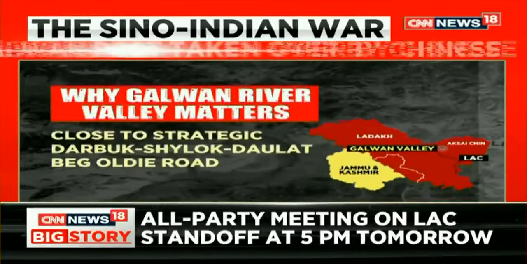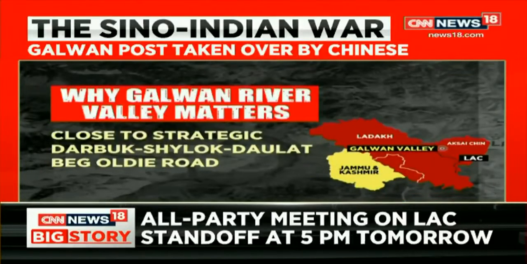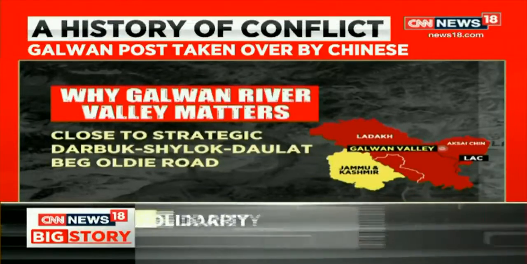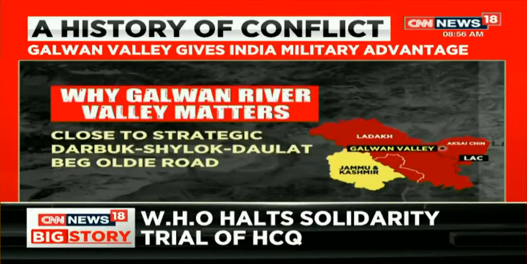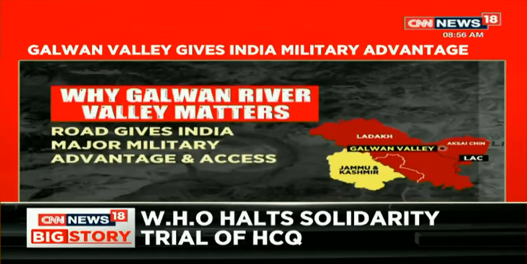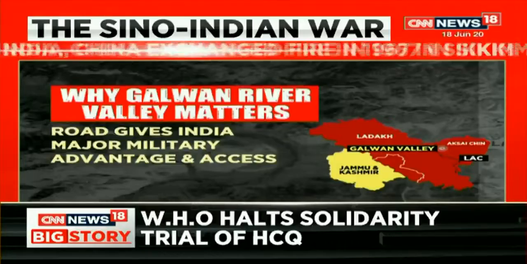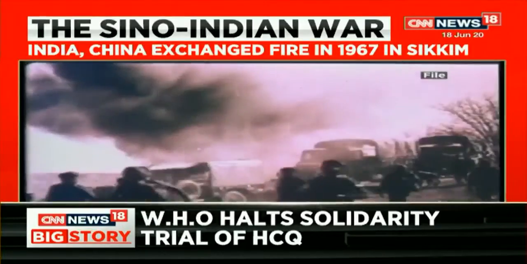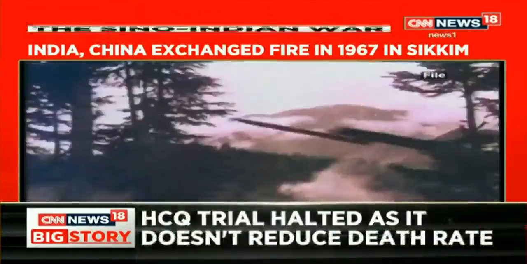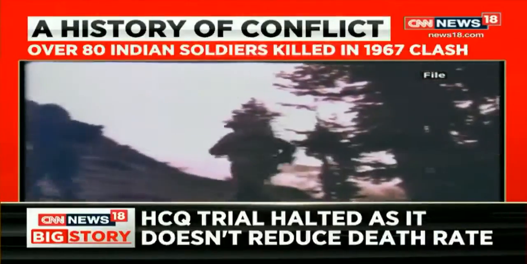It's close to the strategic Darbuk-Shyok-Daulat Beg Oldie Road, which is vital for troops deployed in the north sub-sector. The road is close to the Karakoram Pass and gives India a military advantage in access. The last time India and China exchanged fire at the border was in 1967 in Sikkim.